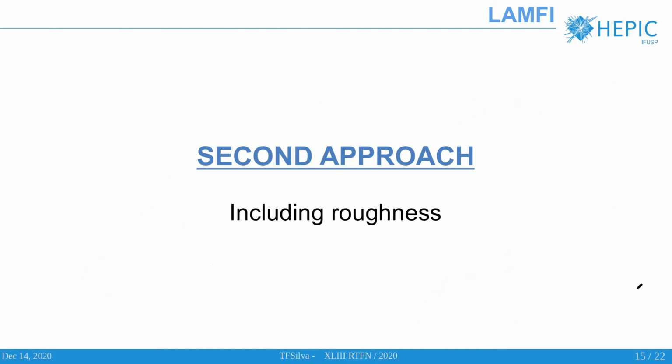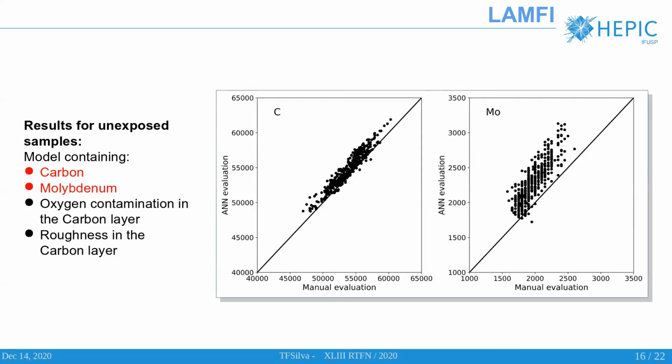Now the second approach, we include the roughness, and this takes much more time to produce a training set because the roughness is simulated by a Monte Carlo method. This increases considerably the CPU time, but it is still feasible to do. What we see here is a much better agreement, but there is still a bias between the neural network evaluation and the manual evaluation.